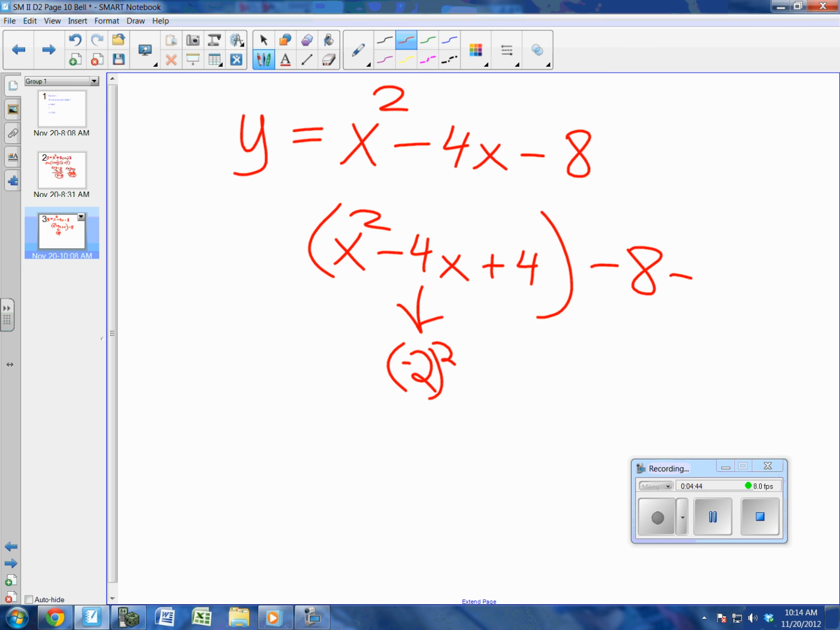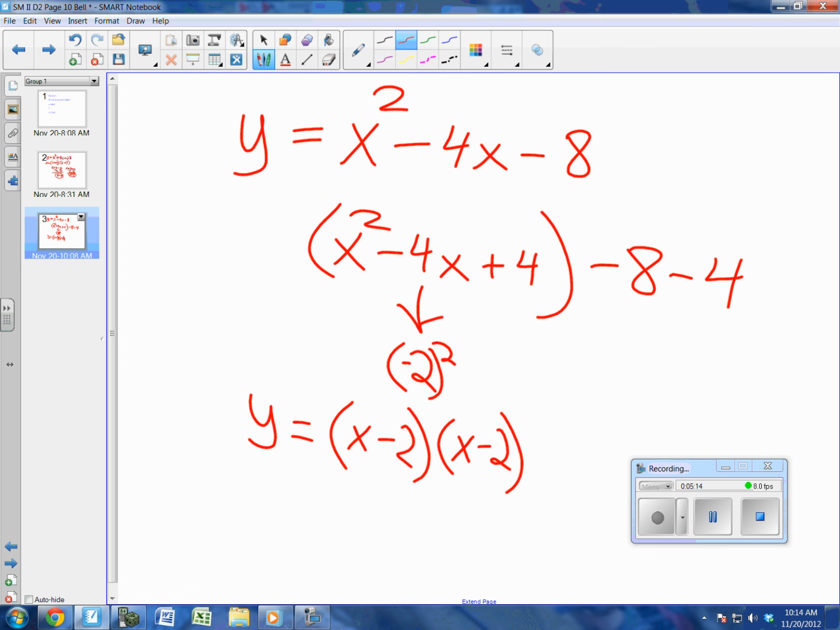And then you have to compensate for it by minusing 4, because you can't just add 4 to an equation without compensating for it. Remember, we factor this part right here now. X squared minus 4x plus 4. What does it factor to be? What two numbers can I multiply together and get 4 and add together and get negative 4? Negative 2 and negative 2, right?